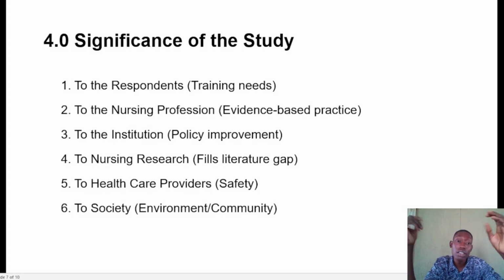Another paragraph, you tell us the significance of your study to the nursing profession, to the institution where you are carrying out the research, or other institutions. You tell us the significance to nursing research generally, the literature gap you identify that you want to fill. Another paragraph, you tell us the significance to healthcare providers. You tell us the significance to the society. That would be like 6 paragraphs in all. Some make it just 3 paragraphs: significance to nursing profession, significance to healthcare providers, and significance to society.